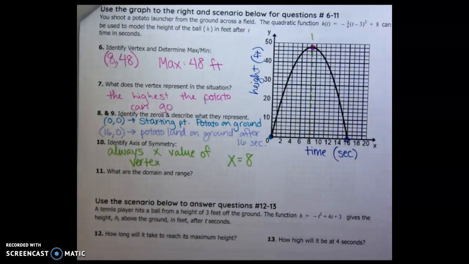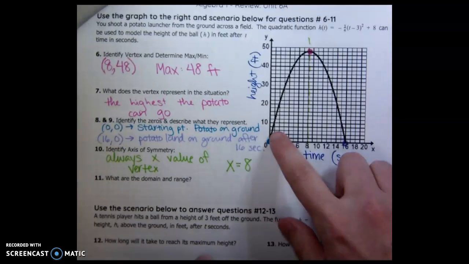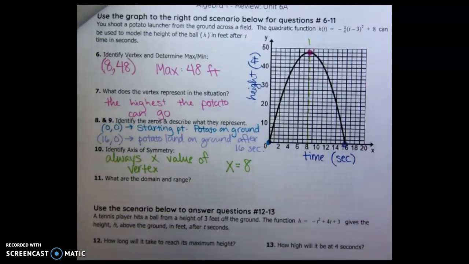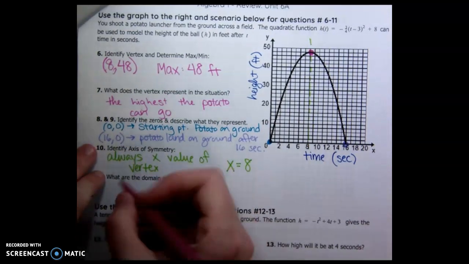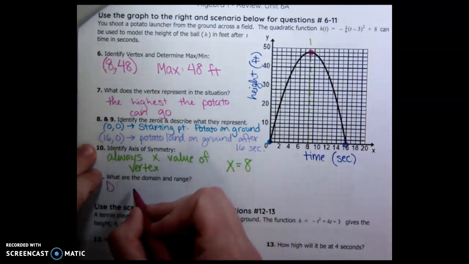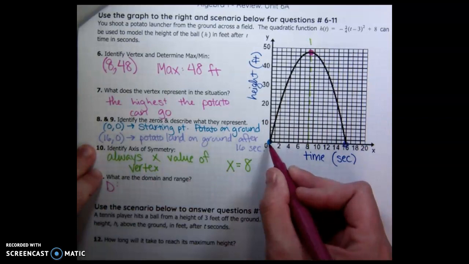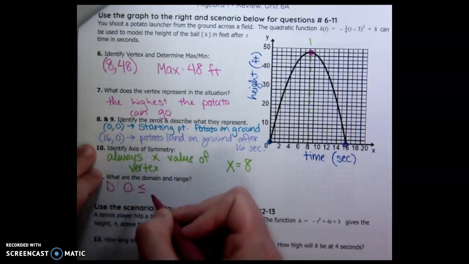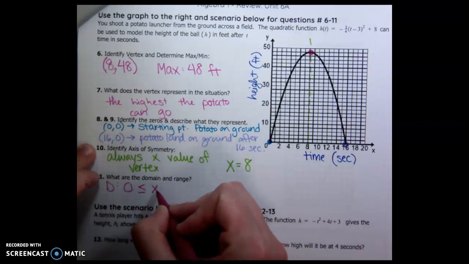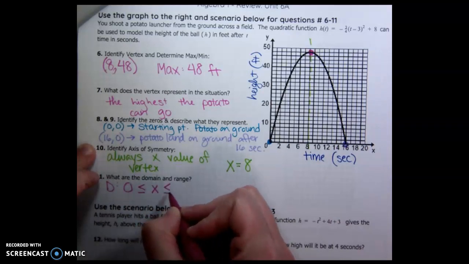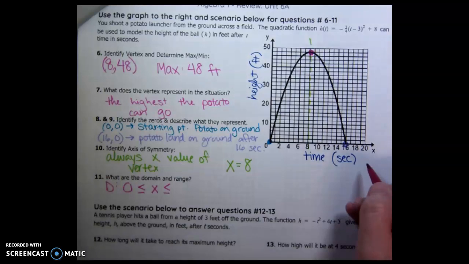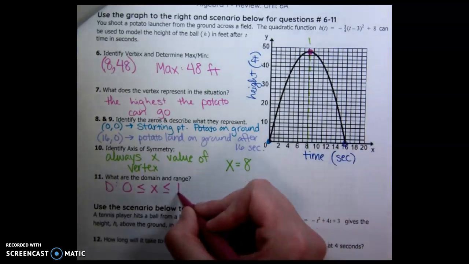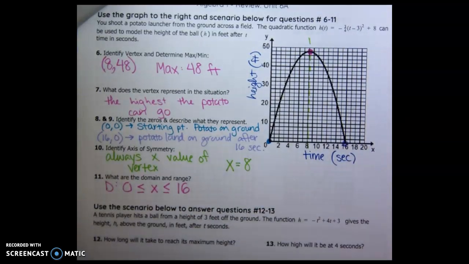What are the domain and range? Now this is a word problem, and it's continuous because the potato doesn't randomly stop. So domain are my x values. The lowest time value I have is 0, so 0 is less than or equal to x, less than or equal to, and then the highest time we have is 16. After that, we don't care what happens because the potato's already landed.